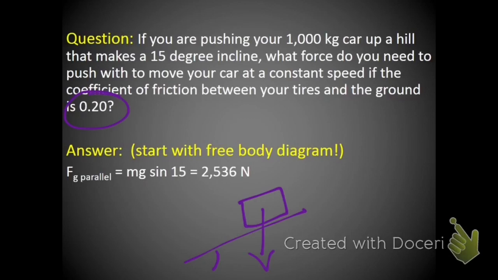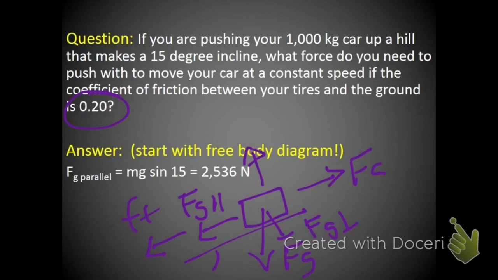So we know that gravity pulls the car into the incline. It has a perpendicular component. It has a parallel component. There's a frictional force. Now here's the tricky part. The frictional force is actually going to be going down the incline if we're pushing it up the incline. So here's your applied force, your frictional force, and your normal force.